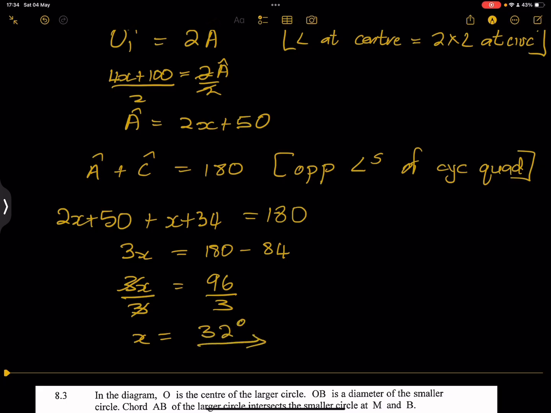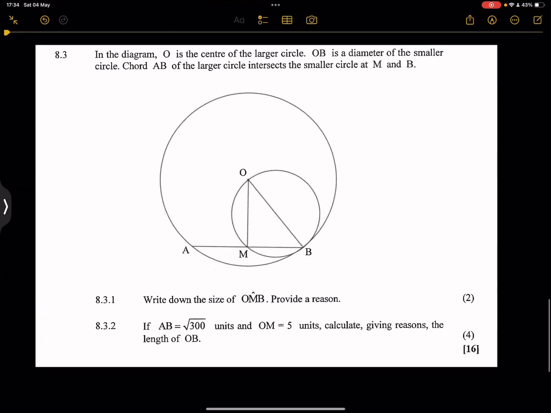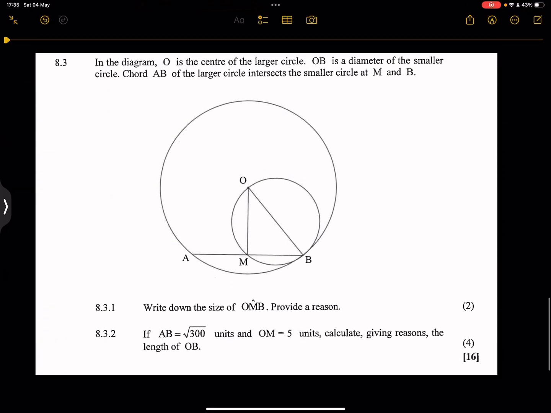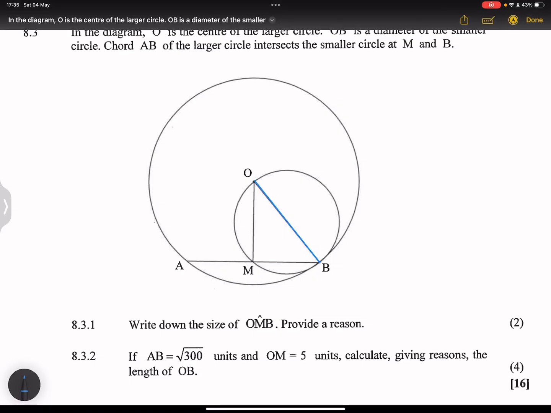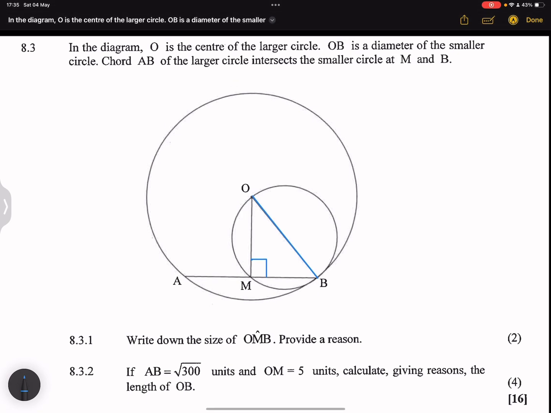All right. Awesome stuff. Let's go to the next one quickly. So they say in the diagram, we've got O, which is the center of the larger circle, and OB, which is the diameter of the smaller circle. Right, so we've got that guy being OB, the diameter. So already that tells me something, that this has to be 90 degrees, right? So remember, we are using the angle at semicircle, right? So OMB will be equal to 90.